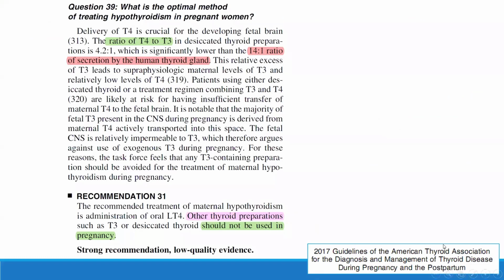And this is from the American guidelines. In American guidelines, the recommended treatment of maternal hypothyroidism is administration of oral levothyroxine. Other thyroid preparations such as T3 or desiccated thyroid should not be used in pregnancy. And actually also in the guidelines they mention that the ratio of T4 to T3 is 14:1. This is the ratio of secretion of the human thyroid gland, T4 to T3, 14:1.